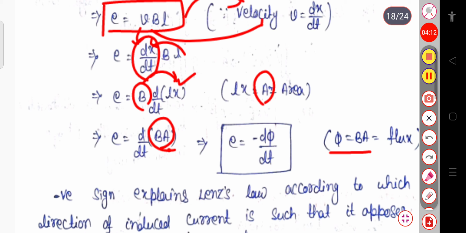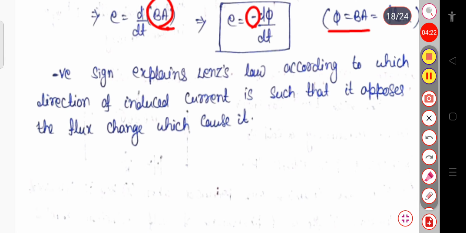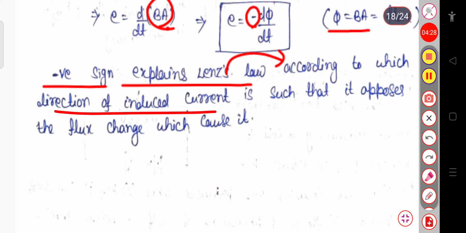We also know this negative sign is because of Lenz's law, that is E equal to minus d phi by dt. The negative sign explains Lenz's law, because according to Lenz's law, the direction of the induced current is such that it will try to oppose the flux change which causes it, because the induced current will always try to oppose the flux or the flux change.